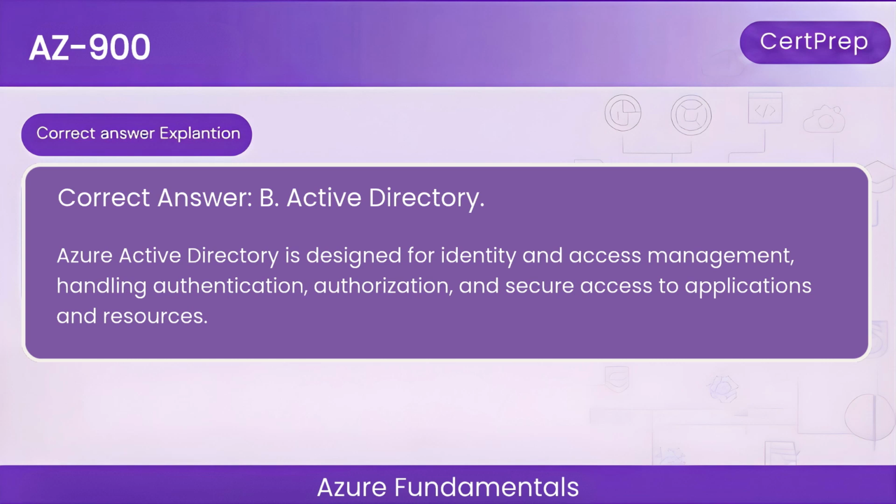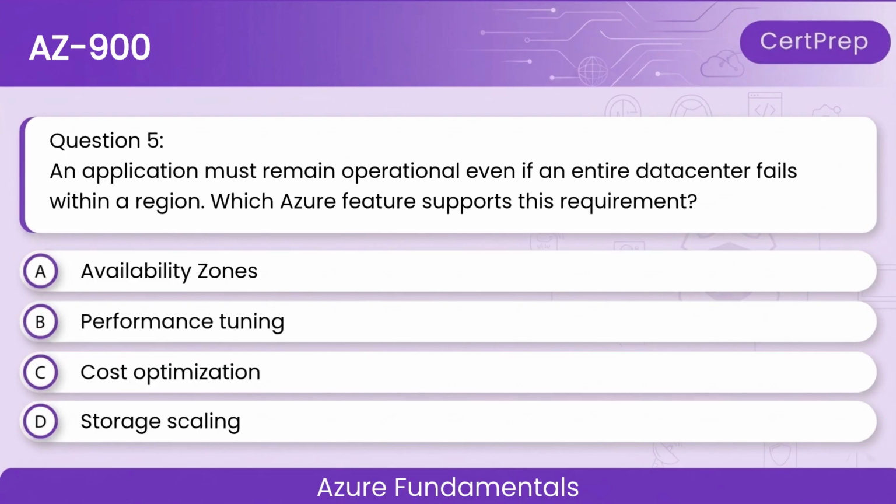Correct answer, B. Active Directory. Explanation: Azure Active Directory is designed for identity and access management, handling authentication, authorization, and secure access to applications and resources. Question 5. An application must remain operational even if an entire data center fails within a region.